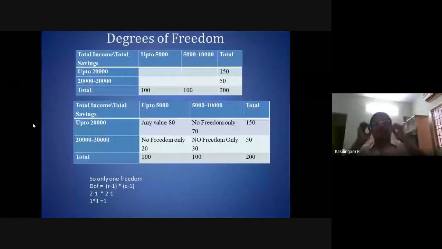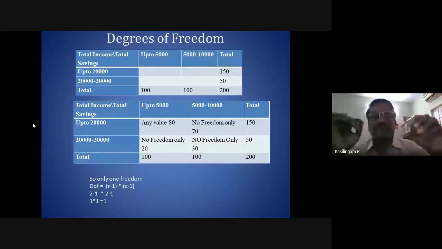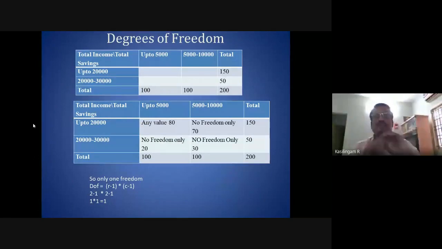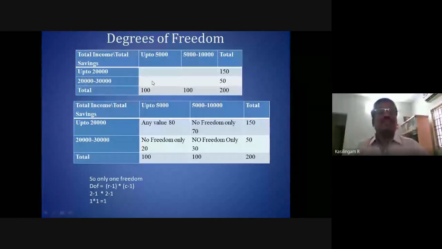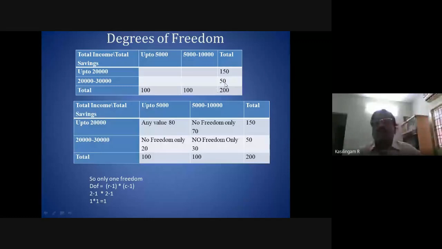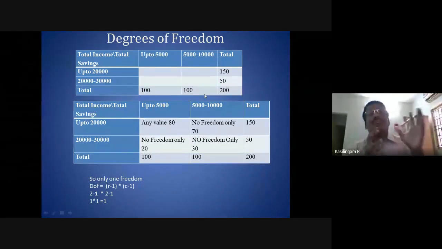Degrees of freedom. Same example I am taking. Same up to 50,000, up to 5,000 to 10,000, 5,000 to 10,000. Here, this one 20,000 to 30,000. Now, out of this 200, 150. Out of these 250, this is 100, this is 100. Right. Now, expected, we know how to calculate. Now, actual, that is the observed.